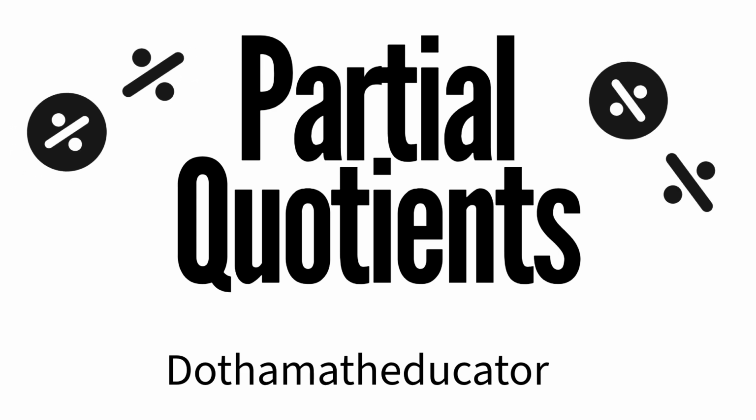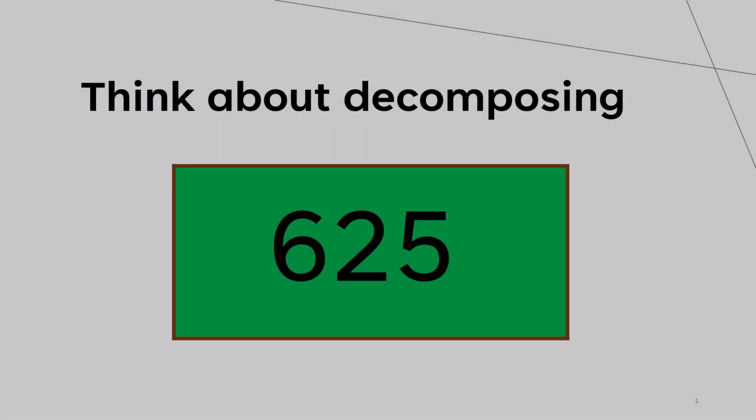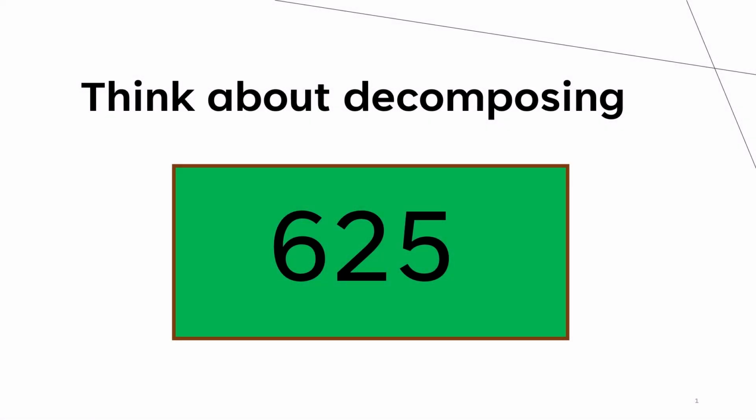This video is on partial quotient, a fourth grade skill. So let's think about what it means and what it looks like. When you have a number like 625 and you want to decompose it, break it apart into different pieces. When you're thinking about partial quotient, of course, you're thinking about the partials of it. What can we break 625 down to be?